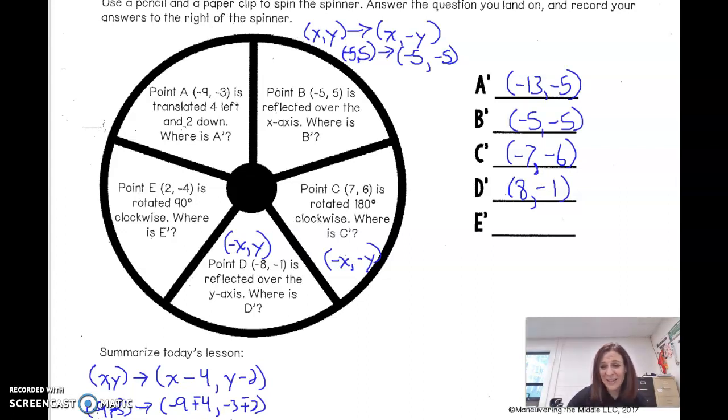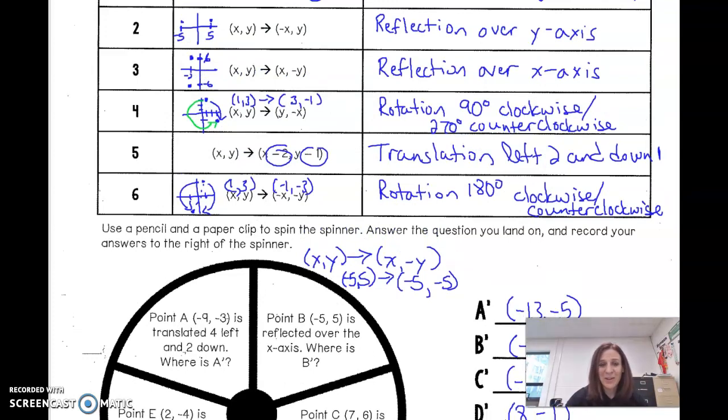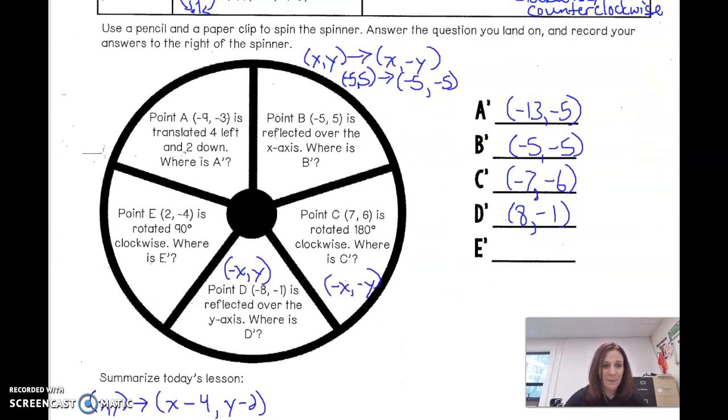Rotated 90 degrees clockwise. Do we have that up there? 90 degrees clockwise. Very good. y, -x. Okay, so this is x and this is y. Our y is going to come first. So that's going to be -4. And whatever our x is, we're taking the opposite. Well, the opposite of 2 is a -2.